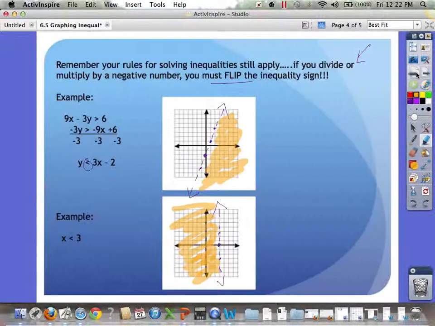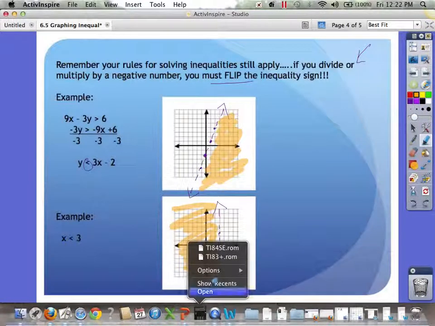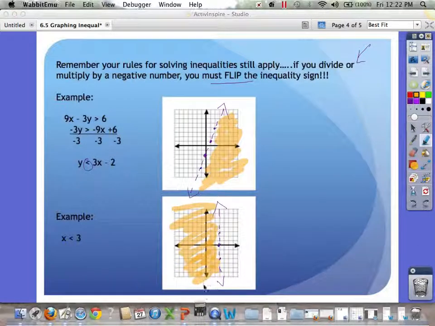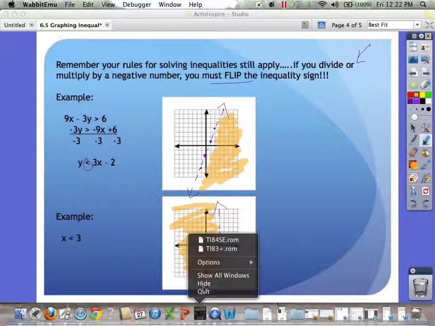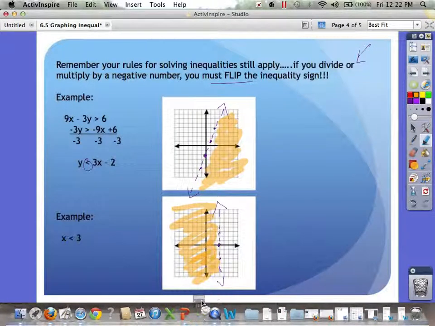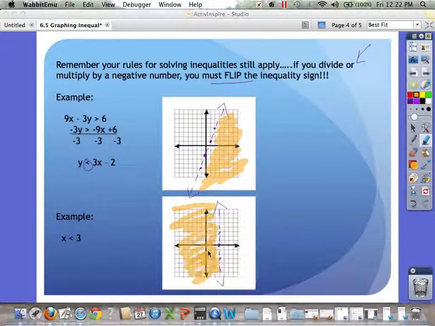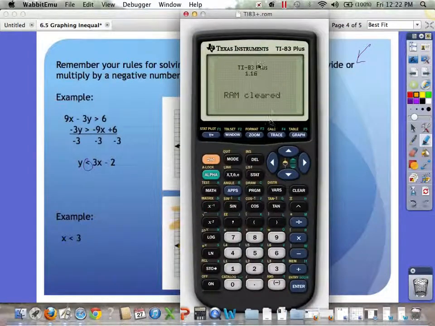All right, now let's go back. Let me show you something with the calculator. Ready to go. All right. Took a while to get that thing set up, didn't it?